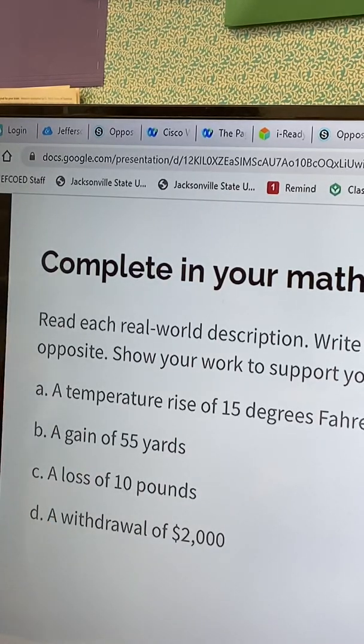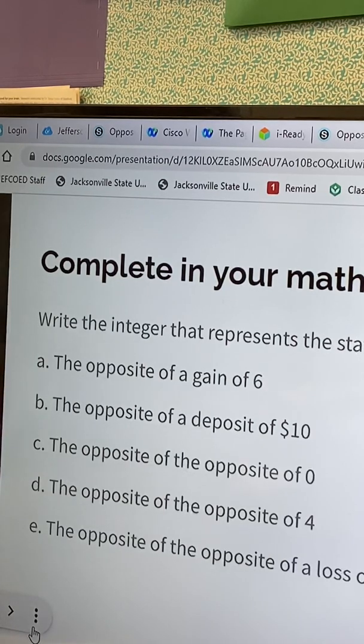Okay. Moving on. In your math journal, write A, B, C, D, E. We did not get to lesson 6, by the way. That makes me a little anxious. Okay.